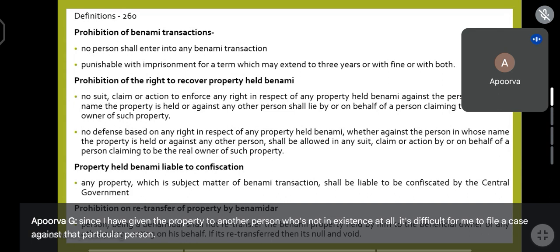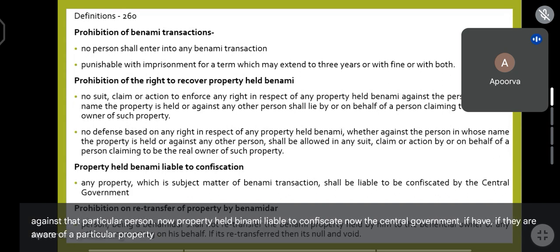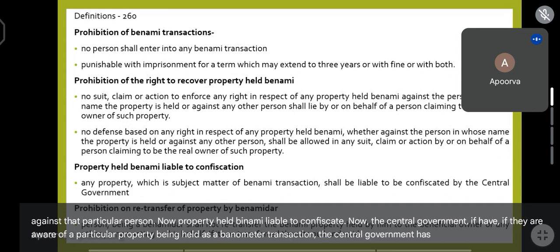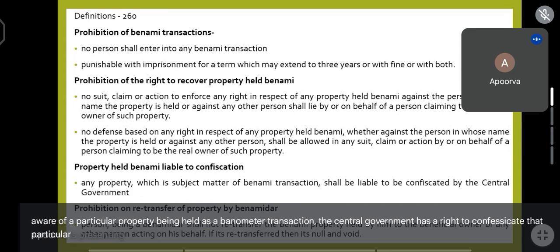Now, property held benami is liable to confiscate. If the central government is aware of a particular property being held as a benami transaction, the central government has a right to confiscate that particular property. Now, the property cannot be retransferred by the benamidar.